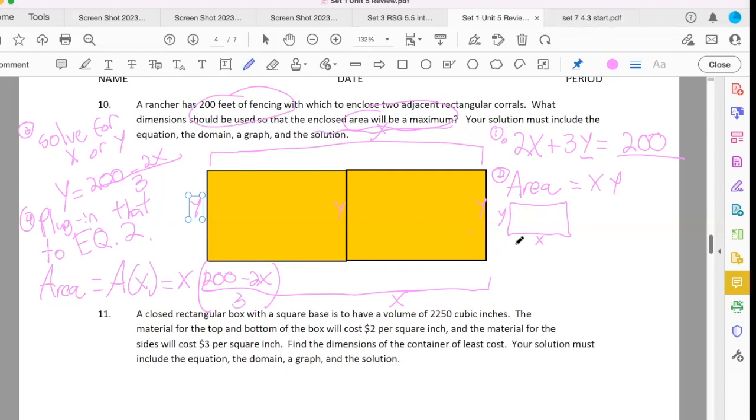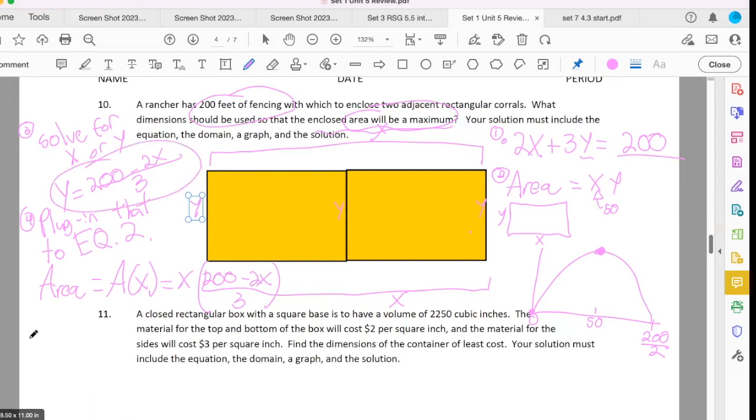But I can tell you right now that it's going to be a parabola with a root at 0, a root at 200 over 2, that's 100. And then you're going to have that middle 50 be the height of the parabola, or the max of the parabola. And so this is helpful because we now know that the max area will occur when our width is 50, and that leaves our y coordinate, which yes, we can solve for if you plug back into here.